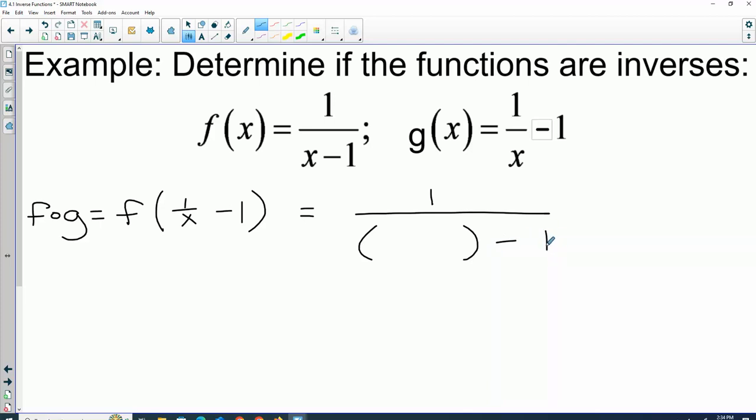Are you guys with me here? So I'm replacing my x right now with this 1 over x minus 1. We get 1 over x minus 2. Is this the same thing as x? No. Is there anything I'm going to do to turn this into x? No. So what do I say right now? Not inverses. We don't even have to solve any further.